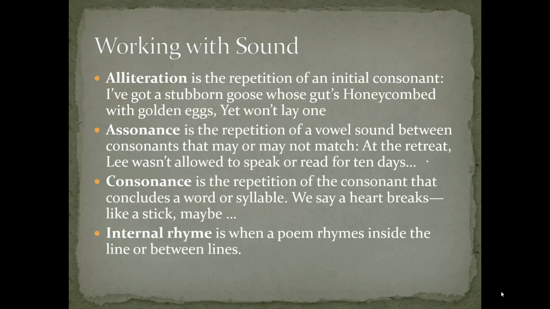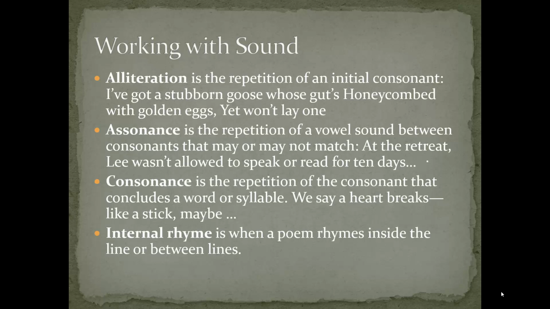There's a couple of other things that I want you to think about when you're writing with sound in your poetry this week. Alliteration is a repetition of an initial consonant. "I've got a stubborn goose whose guts honeycombed with golden eggs, yet won't lay one." So: got, goose, guts, golden. Those are all an initial consonant that's repeated throughout this line. And when you do that, it ties the words together.